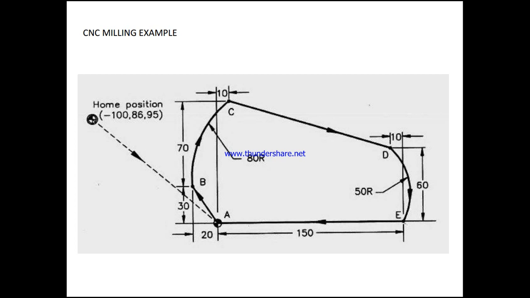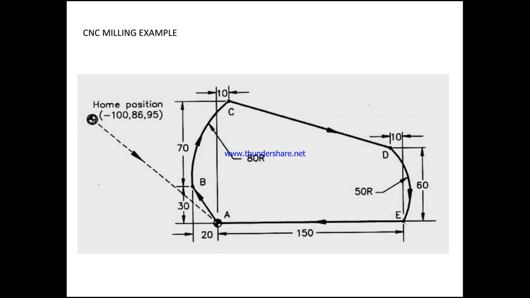So N20, that is G0, where X is 0, Y is 0, spindle speed 2500 RPM, and M3. So here M3 is the rapid traverse to A with spindle on. So the spindle has to rotate at 2500 RPM in clockwise direction.